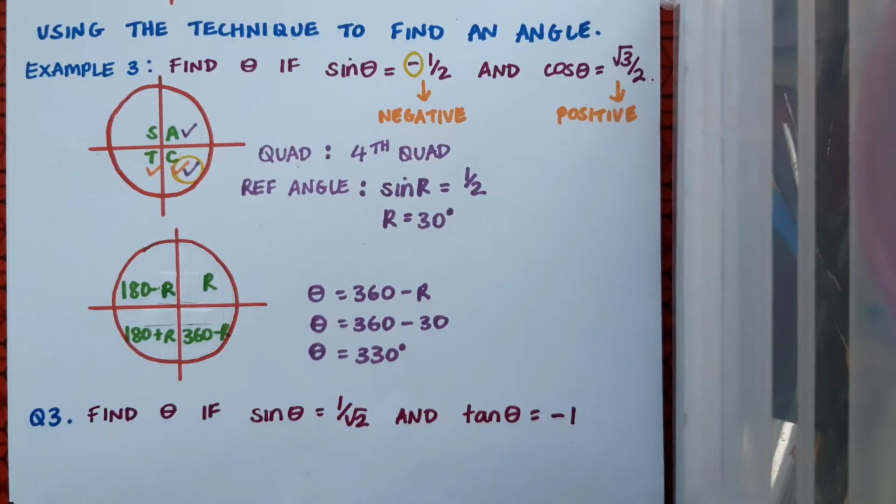Okay, so now a question for you. Your question is to find theta if sine theta equals 1/√2 and tan theta equals -1. Pause the video here while you go about that and then play and see if you're correct.